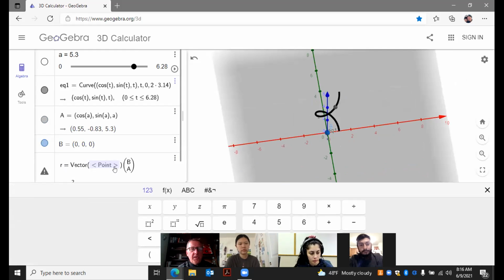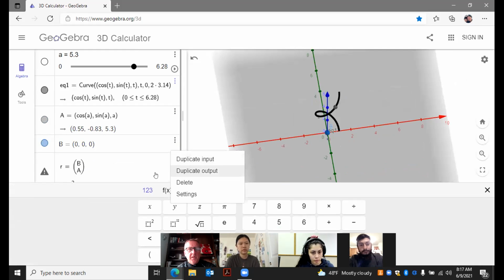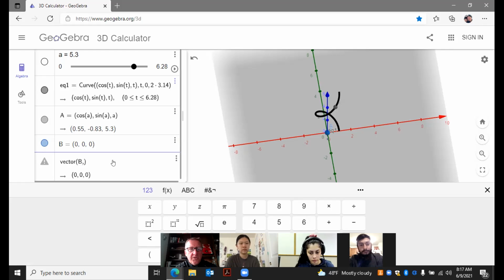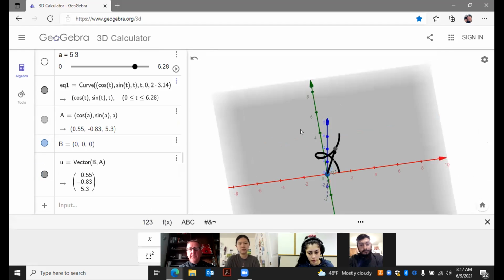Now, of course, it doesn't like it. One thing about this program, it seems really picky. So vector from B to A, there we go. My period of failure has ended.